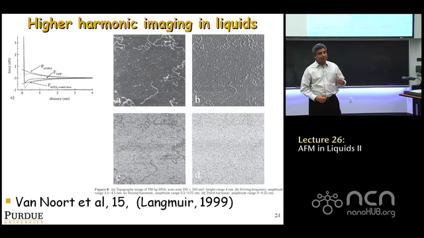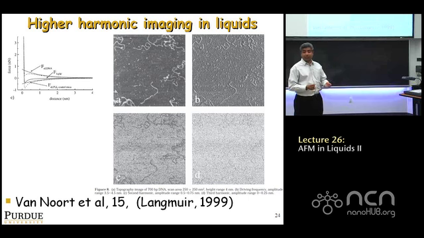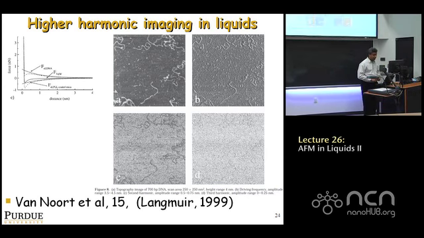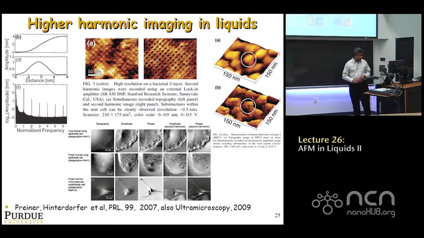They said that this contrast fundamentally arises because DNA is primarily negatively charged. And so they said that, look, you might get a different interaction, and that's what's being mapped here. Of course, none of these things are very easy to say for sure. So later, Peter Hinterdorfer in Linz has really been pushing second harmonic imaging.